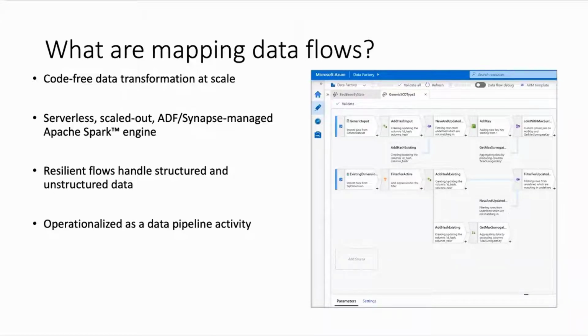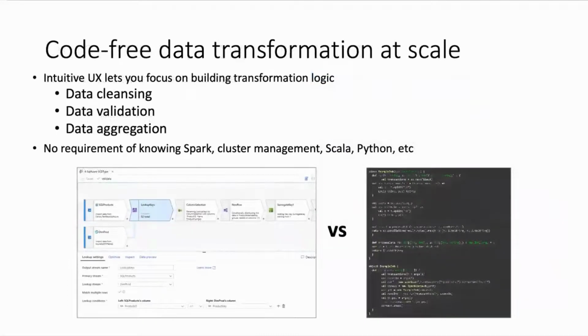It is resilient, handles structured, unstructured and semi-structured data as well, and is operationalized as a data pipeline activity. And it's much better than writing code, but both options are available based on your choice, whichever option you want, whether you want to write code or do this in a code-free fashion. So you can see on the left-hand side, you start with a task, which is your source. You do a lookup of keys based on another table, a dimension table. Then you do a column selection. You do a new flow out of that, and then you do a surrogate key transformation, and then finally you output that into your sink. Now the same thing can be done using code as well, over multiple lines and so on. So whichever way works.